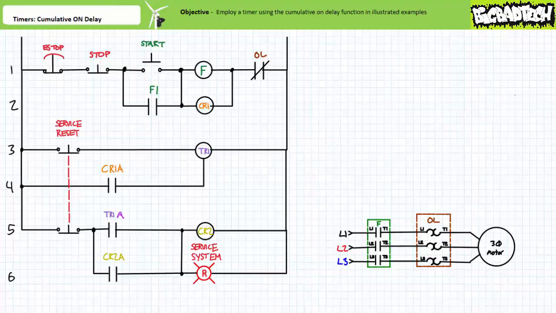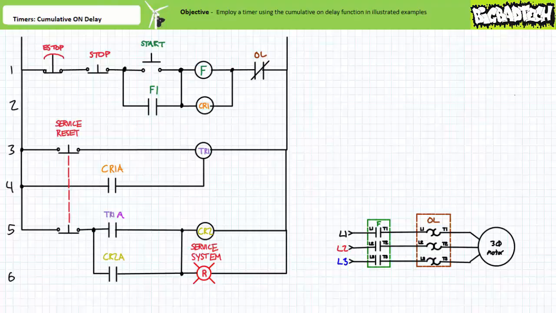Rungs 3 and 4 contain a timer executing the cumulative on-delay function set to 100 hours. The mechanically interlocked service reset button serves to completely depower the timer and reset and clear the accumulator. Contact CR1A, associated with regular control relay CR1 in rung 2, energizes the timer auxiliary controlling input. This is the input signal that lets the timer know it needs to pay attention and keep track of the accumulating run time.